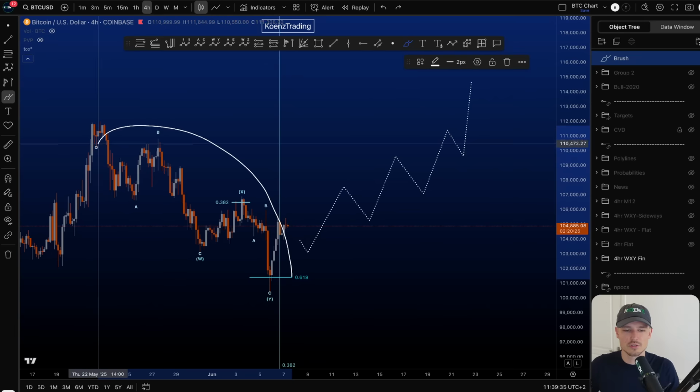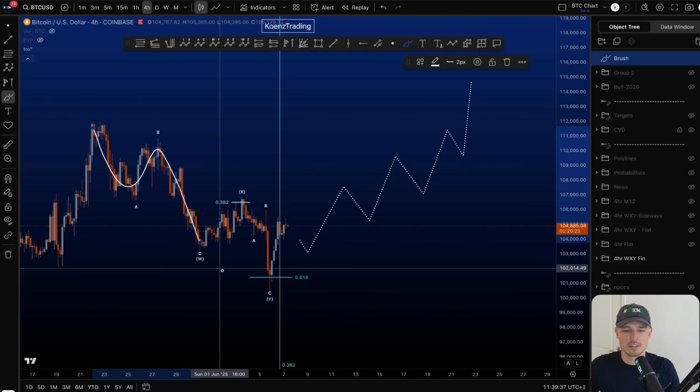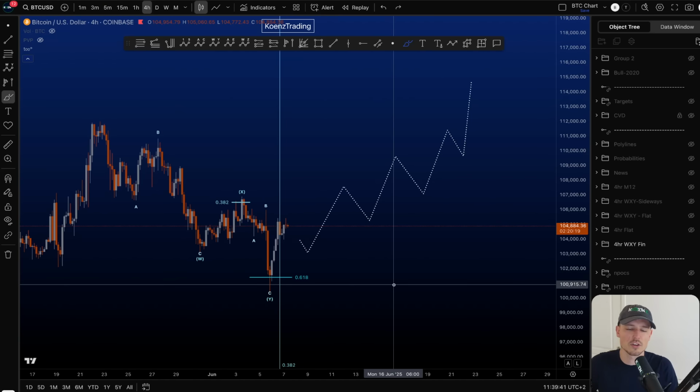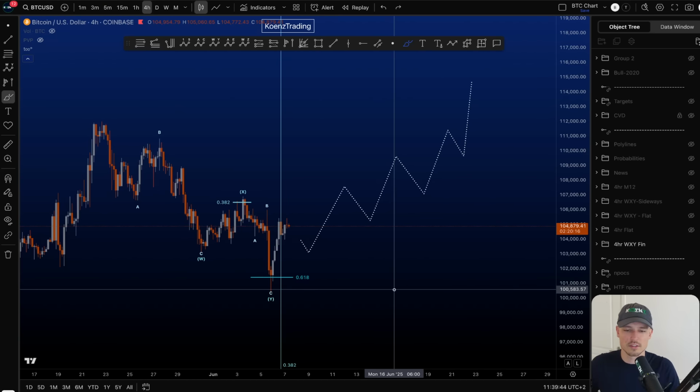And when we look at the structure here to the downside, we can count a zigzag in a W and also a zigzag here in a potential wave Y. And that is why you have to be aware of this scenario.